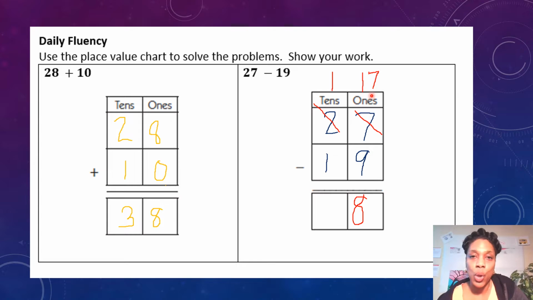I unbundle that 10 into 10 ones. 10 ones plus 7 ones gives me 17. 17 minus 9 equals 8. 1 minus 1 is 0. So therefore my difference is 8.